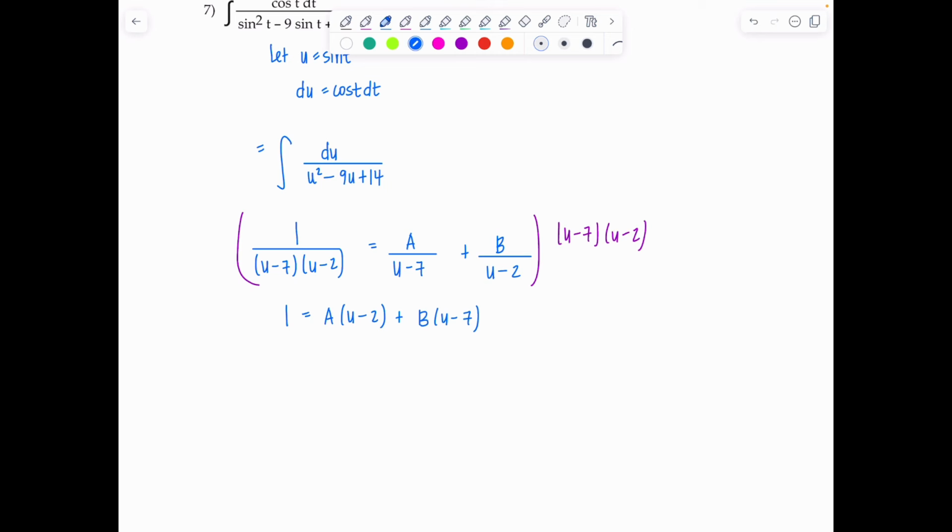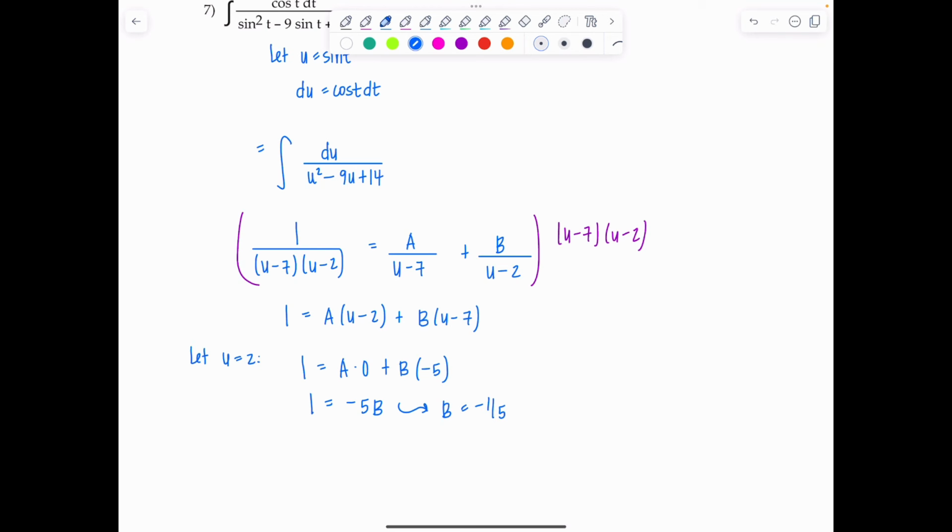I'm going to show you a different way to solve for a and b than I did in question number 2, okay? Since I didn't have any factors that were irreducible quadratics, I can do this method. I'm going to let u equal 2. Why did I pick 2? Because that would make this factor equal to 0. So if I let u equal 2, I have 1 on the left equals a times 0 plus b times negative 5. Very good. So 1 equals negative 5b, which means b is negative 1/5.